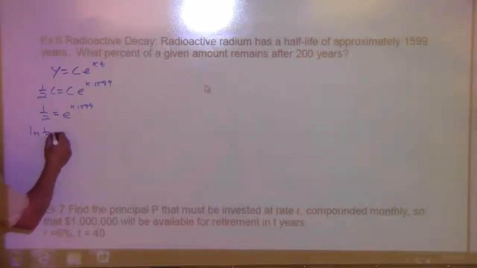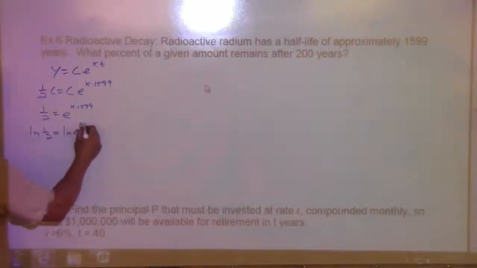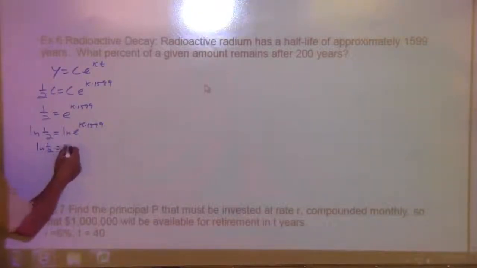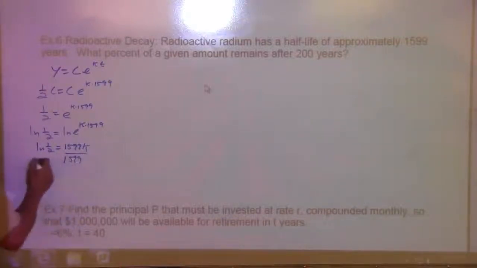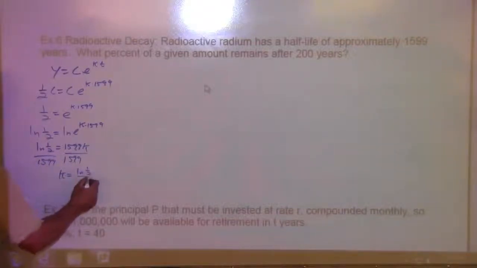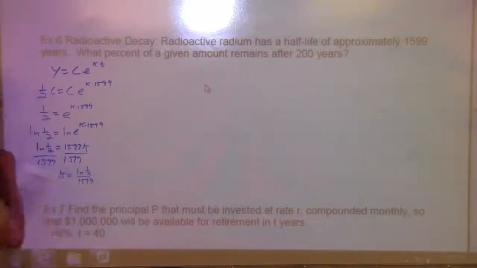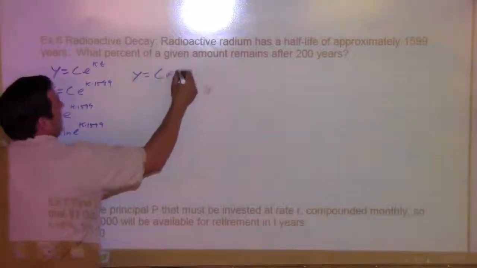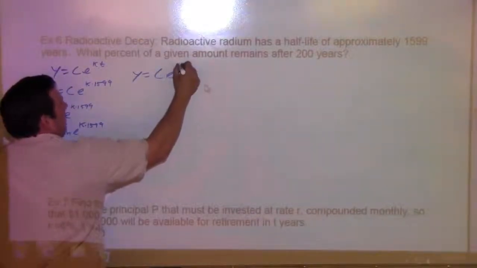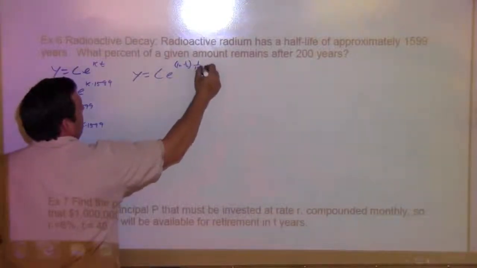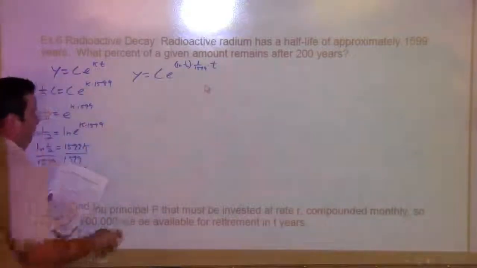The natural log of 1/2 equals natural log of e to the k times 1,599. So natural log of 1/2 equals 1599k, and divide both sides by 1599. K equals the natural log of 1/2 over 1599. So our formula becomes y equals c e to the natural log of 1/2 times that amount times 1 over 1599 times time.